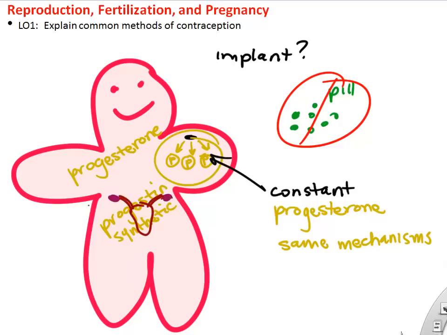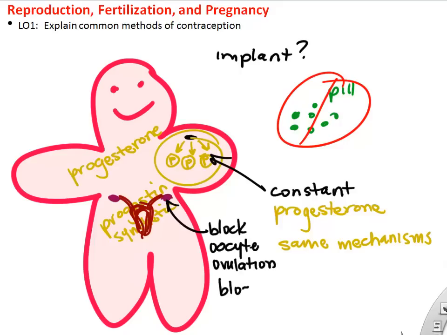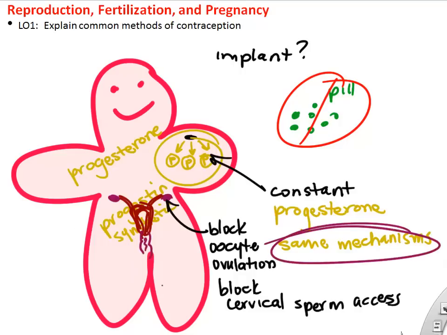The progesterone, again, goes to affect the uterus and affect the ovaries. The way it affects ovulation is by blocking GnRH and LH secretion from the hypothalamus and the anterior pituitary, and it also affects the cervical mucus so that sperm has less access. So sort of the common theme there are the mechanisms that these all work through with high levels of progesterone.